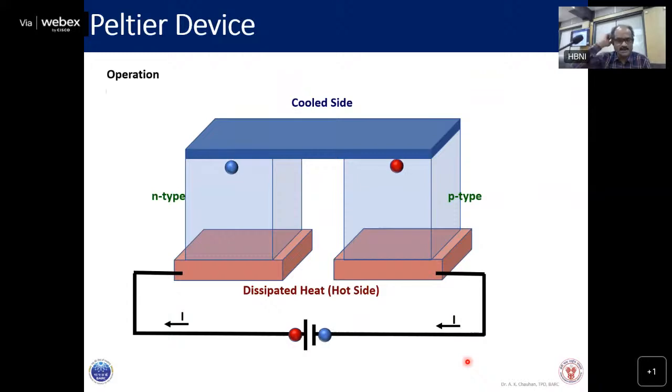So the Peltier device becomes like you are trying to pass the current inside a P type N type junction, and then it becomes a reverse. So it will be the cooled junction, because the heat has been transported from that side to the other side, where it has been dissipated.